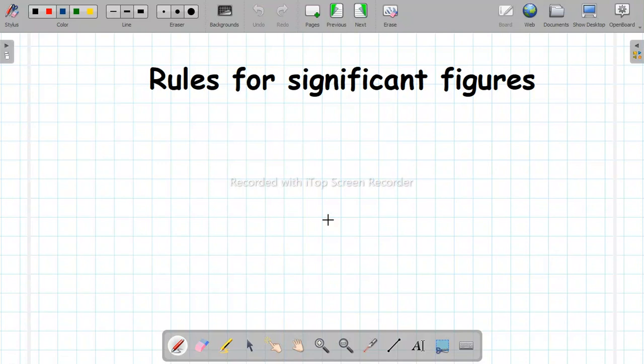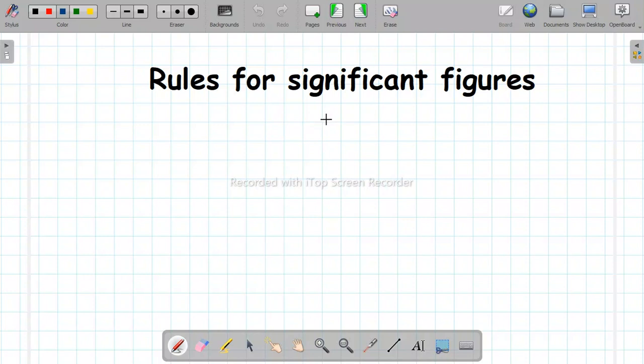Let's just see. First of all, what are significant figures and what are the rules for significant figures, right? Significant figures are accurately known digits and the first doubtful digit in your number. There are some predefined rules for significant figures. Let's just see what they are.